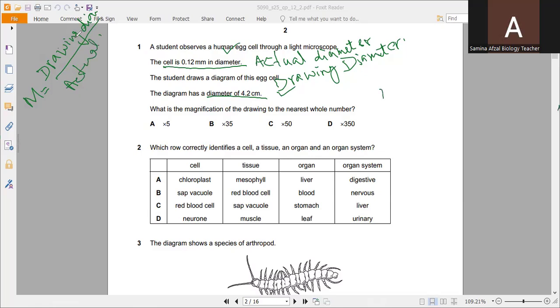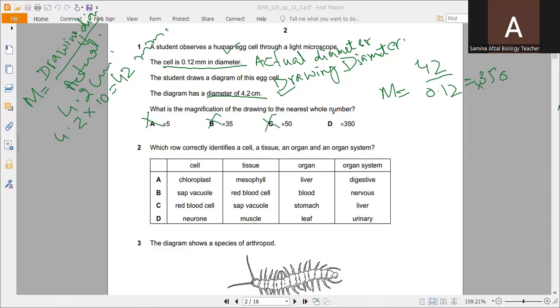So M is equal to, first of all, we will change the 4.2 centimeter into millimeter. So we will multiply 4.2 with 10. So it will become 42 millimeter. So we will divide 42 by 0.12. So the value is 350. A, B, C are not correct options. According to our calculation, the answer is D.